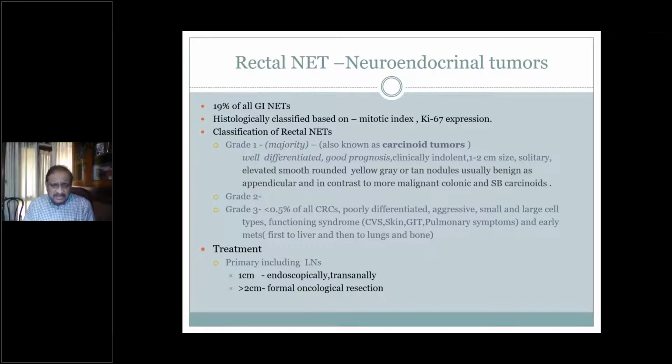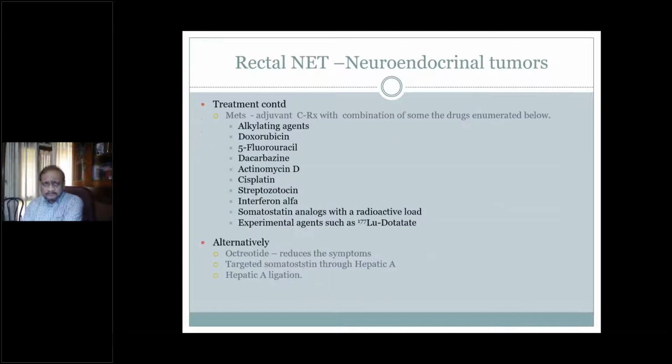You can have the CVAs, the skin, the GID, pulmonary symptoms there, and early metastasis to the liver and then to the lungs and bone would be usually found in these patients, right? The treatment, primary including lymph nodes, is endoscopically or transanally excision. If they're more than 2 centimeters in size, then a formal oncological resection has to be done, and the associated lymphadenopathy has to be done, right?